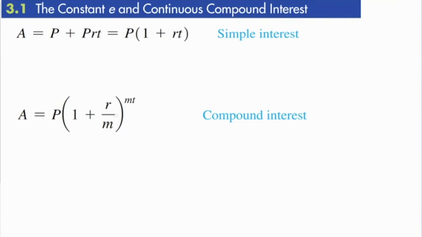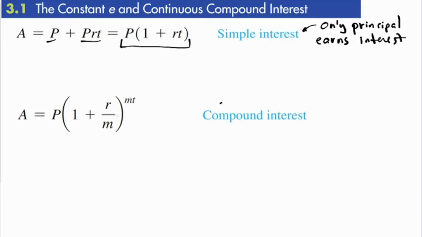Here we'll take a moment to recap what simple and compound interest are. Simple interest is when only the principal earns interest. And we see that you have your principal and then you have interest on your principal. And you can factor out the P and get this other form of the simple interest formula. So A is equal to P times (1 + rt).